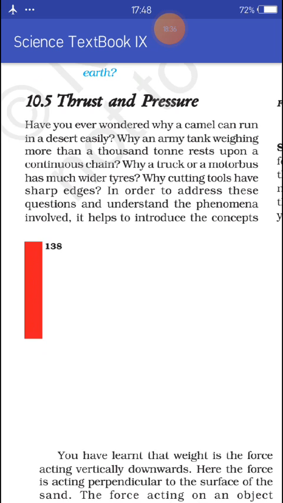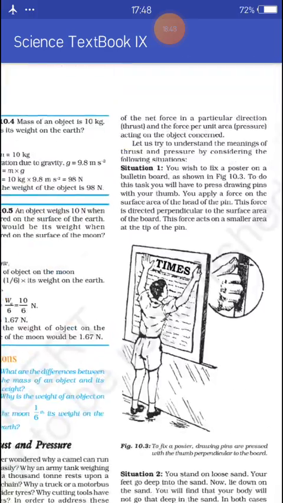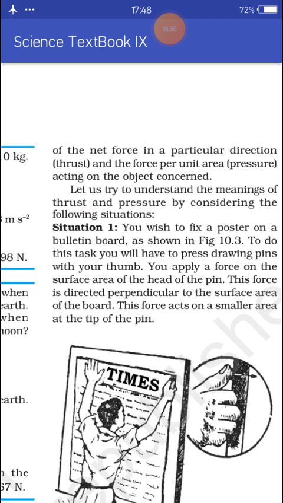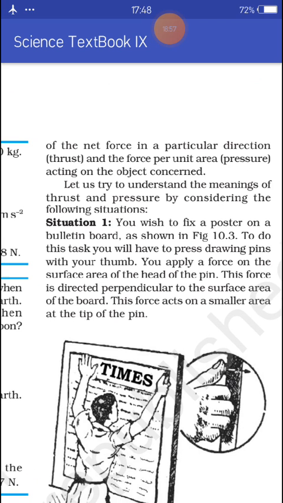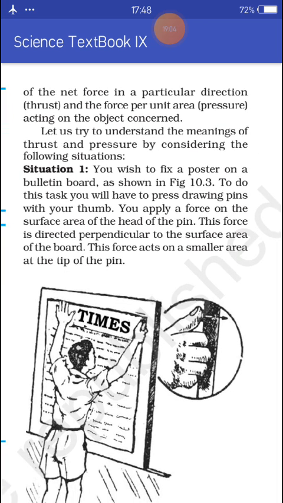In order to address these questions and understand the phenomena involved, it helps to introduce the concepts of the net force in a particular direction. Thrust. This is the definition of thrust, and the force per unit area is called pressure, acting on the object concerned. Let us try to understand the meanings of thrust and pressure by considering the following situation.